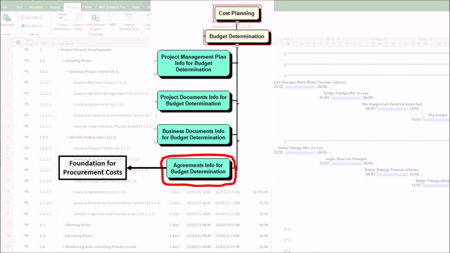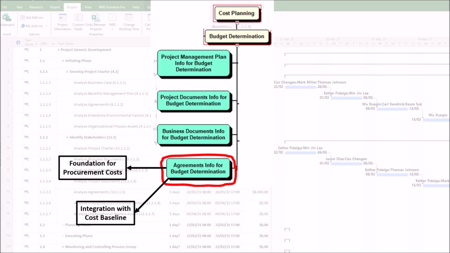1. Foundation for procurement costs. Agreements, such as contracts, purchase orders, or service-level agreements, provide legally binding cost estimates for externally procured goods, services, or results. These costs must be aggregated into the project budget to ensure accuracy. For example, vendor contracts for materials or subcontractor fees are explicitly included in the budget calculations.